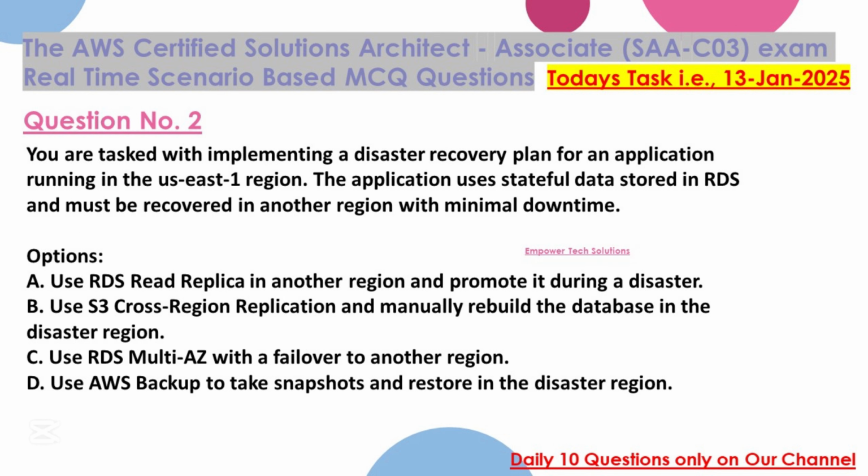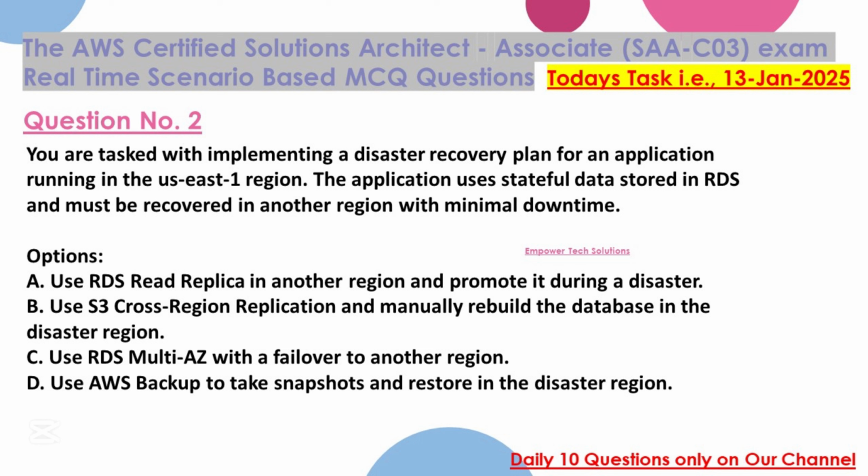You are tasked with implementing a disaster recovery plan for an application running in the East 1 region. The application uses stateful data stored in RDS and must be recovered in another region with minimal downtime. Options: A. Use RDS read replica in another region and promote it during a disaster. B. Use S3 cross-region replication and manually rebuild the database in the disaster region.